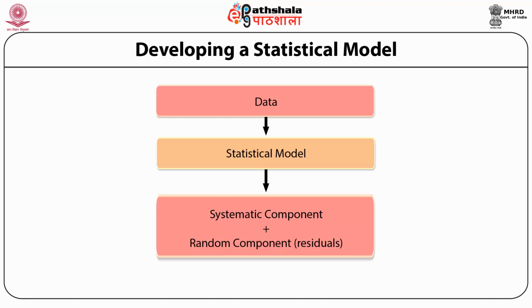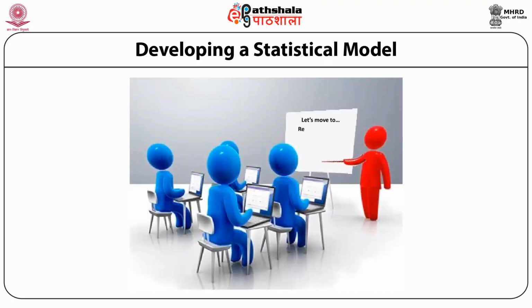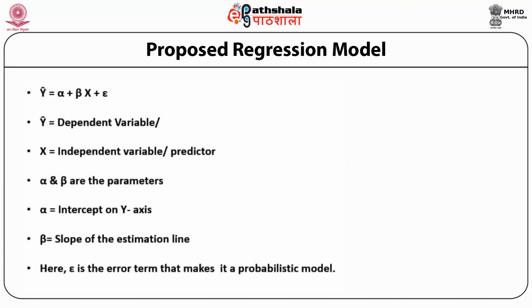So now we will try to develop a regression model that can help us in making predictions, and we also want to keep the random component, also known as the error or residual of prediction, at the minimum level. The proposed regression model is mentioned in this slide as y cap is equal to alpha plus beta x plus epsilon.